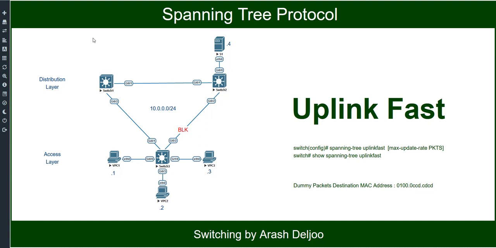Here we have a simple scenario, which includes switch 1, switch 2 and switch 3. Switch 1 is the root bridge, and because of that, both interfaces of switch 1 now are designated ports, and also here in switch 3, we have one forward port and one blocked port. Let me show you the status of our scenario now.